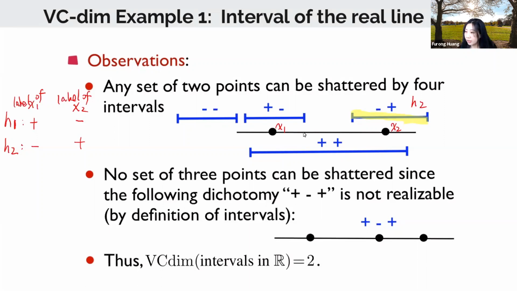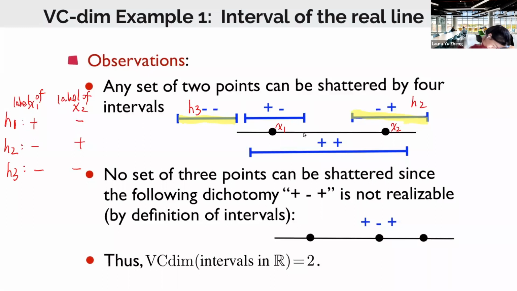It's very quiet, so maybe you can give me some feedback so I know we don't have a problem and we can proceed. This makes sense so far. Okay, thanks. So now we can look at this one. This is your H3. How would H3 label these 2 points? -1 and -1, because both of these 2 points are outside of H3.